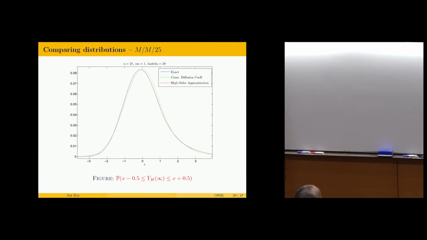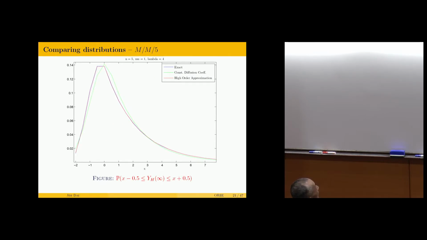So now let's see some plots. This is for 25 servers, and there are three curves. One is exact. Another one uses the constant diffusion coefficient. This is the total number of customers in the system, scaled. And then you look at the high order one and the exact one, you really cannot tell the difference. So this is not quite in the limit yet. The load is 20 here.